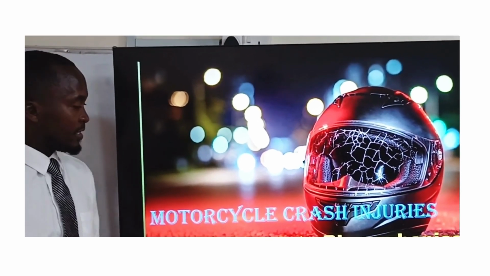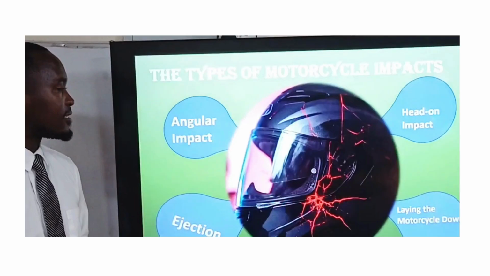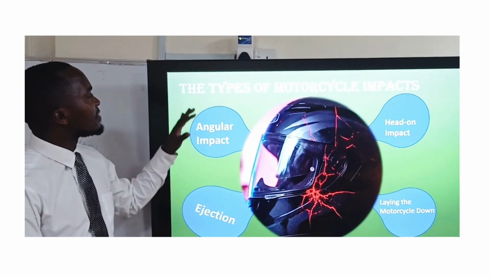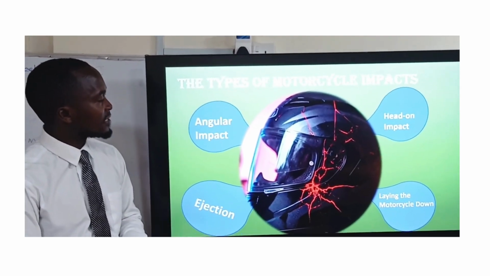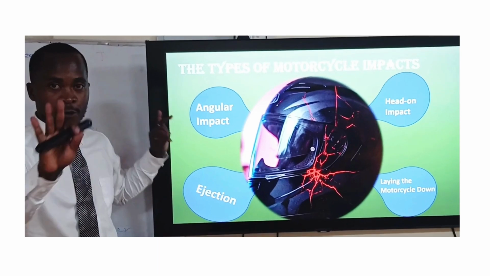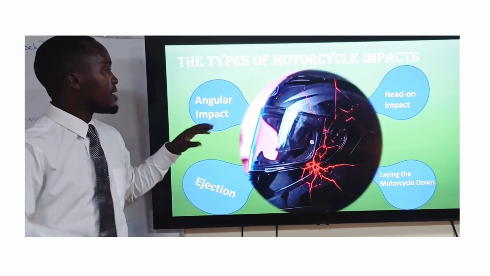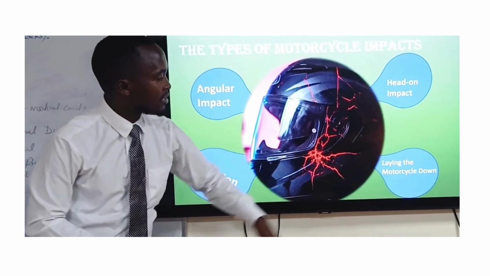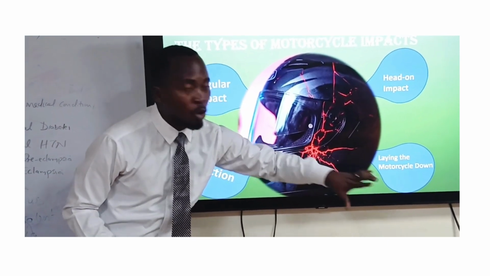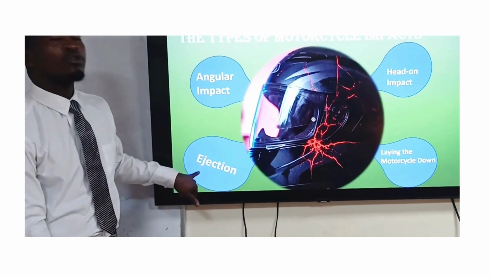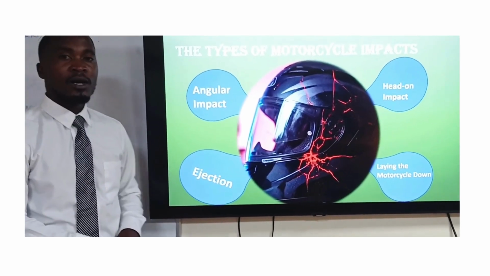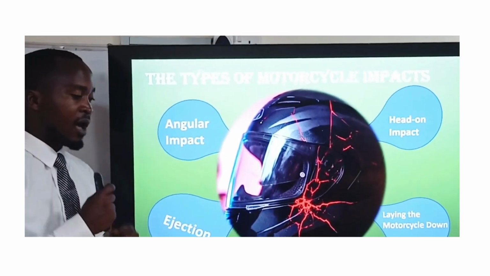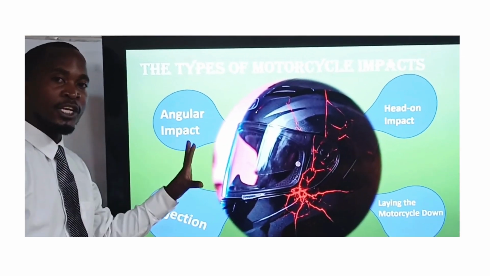So let's get started. One thing you need to note is that there are different types of motorcycle impacts. We have four classifications, or four types: the angular impact, the head-on impact, laying the motorcycle down, and the ejection type of crash. We'll be discussing how injuries happen in each.